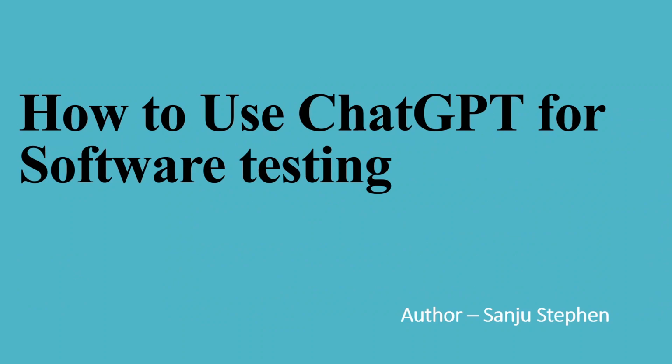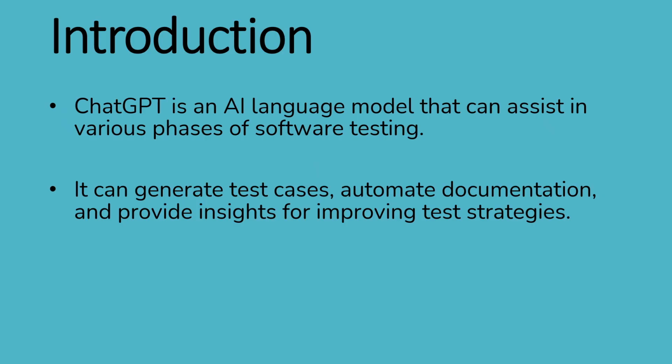In this section, we are going to explain how to use ChatGPT for software testing. So let's go to this section. ChatGPT is an AI language model that can assist in various phases of software testing. It can generate test cases, automate documentation, and provide insight for improving test strategies.